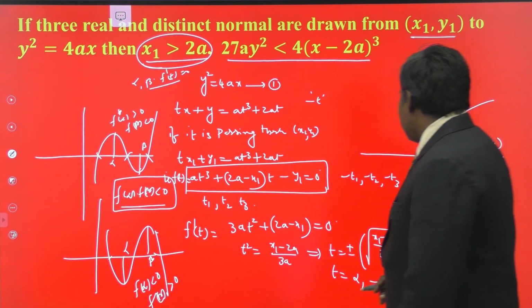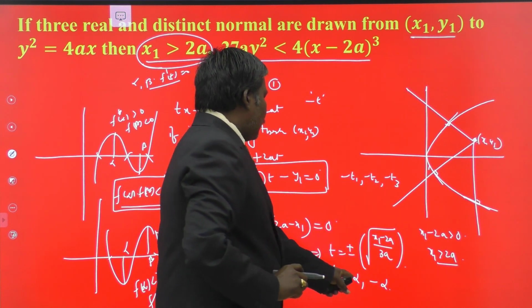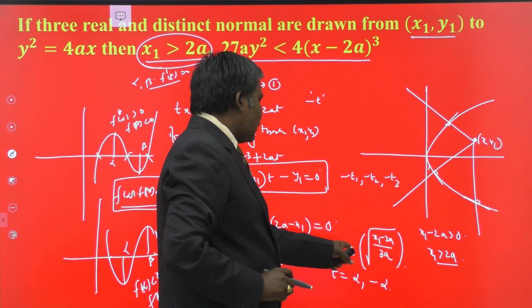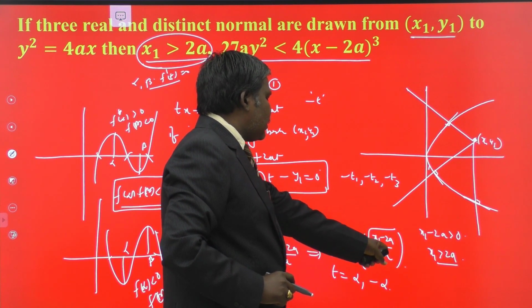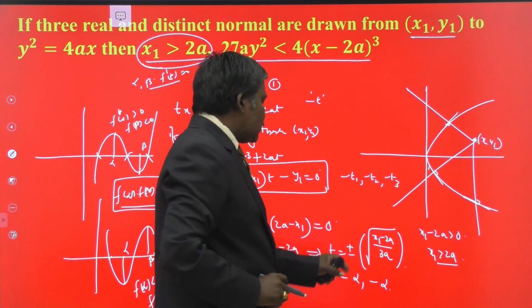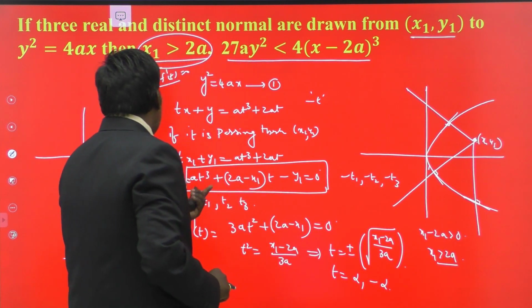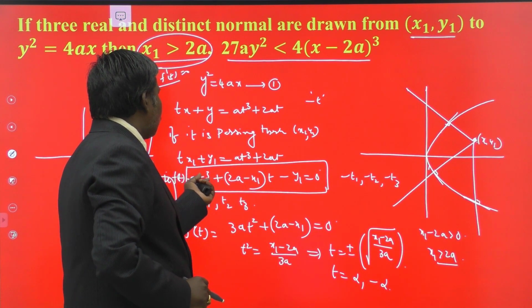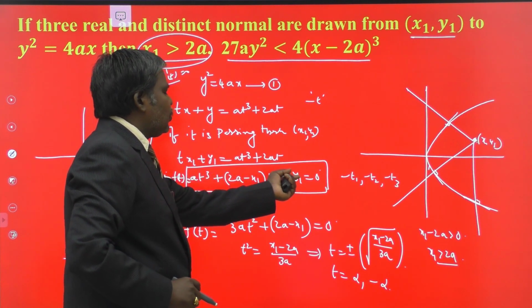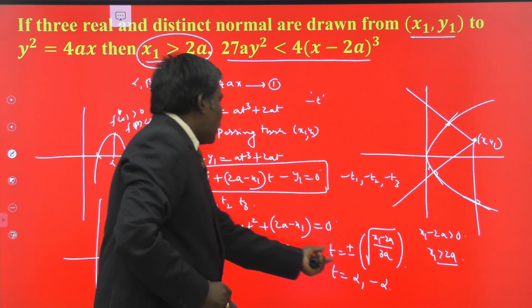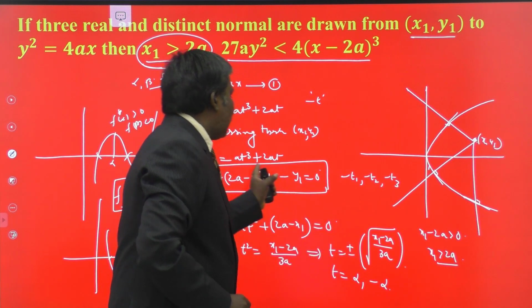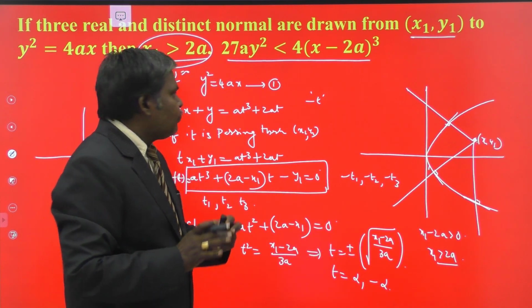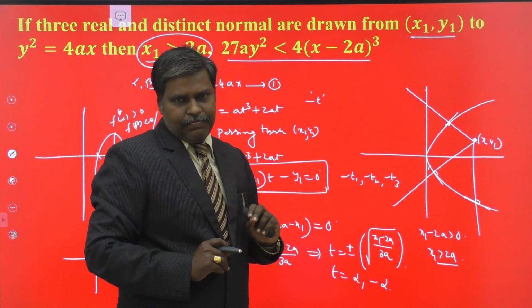So what are the roots here? What are alpha, beta here? One is alpha and the other is minus alpha. So the roots are plus or minus the root of (x1 minus 2a) by 3a. So substitute these roots in your f of t. That means f of t is what? at cube plus (2a minus x1) into t minus y1. Substitute alpha here and minus alpha also. Take their product. That result must be less than 0. Then only we obtain this condition.